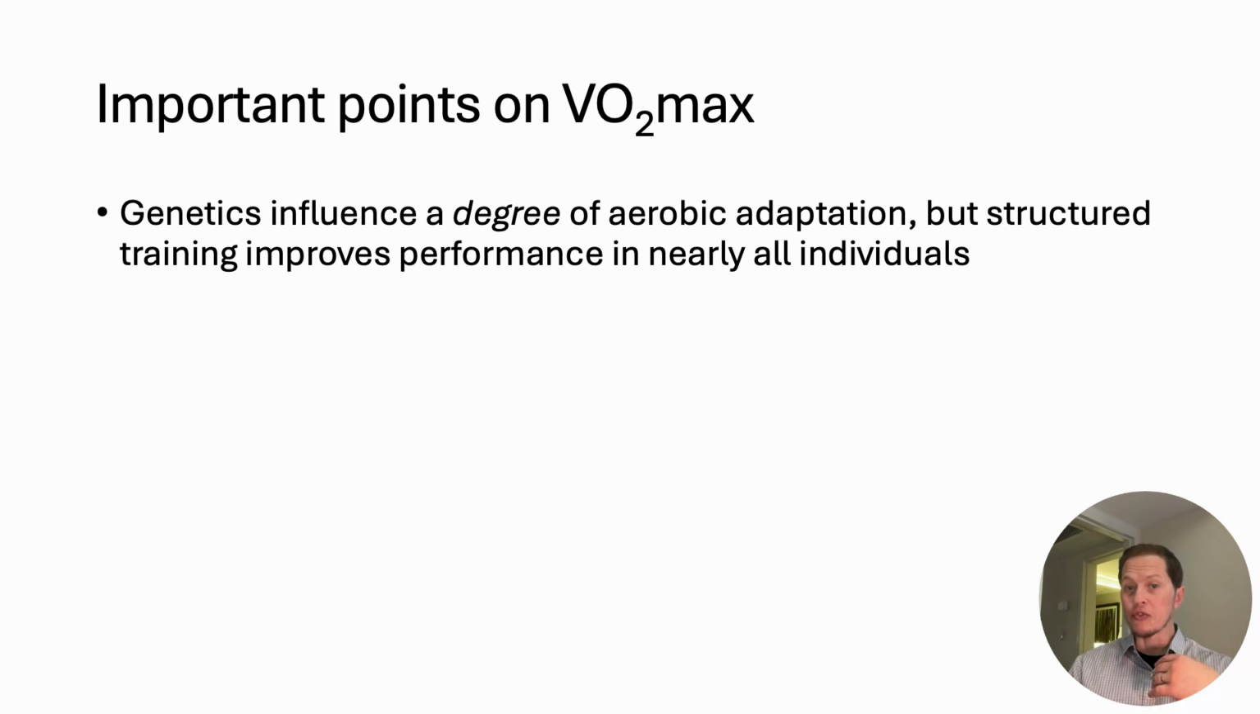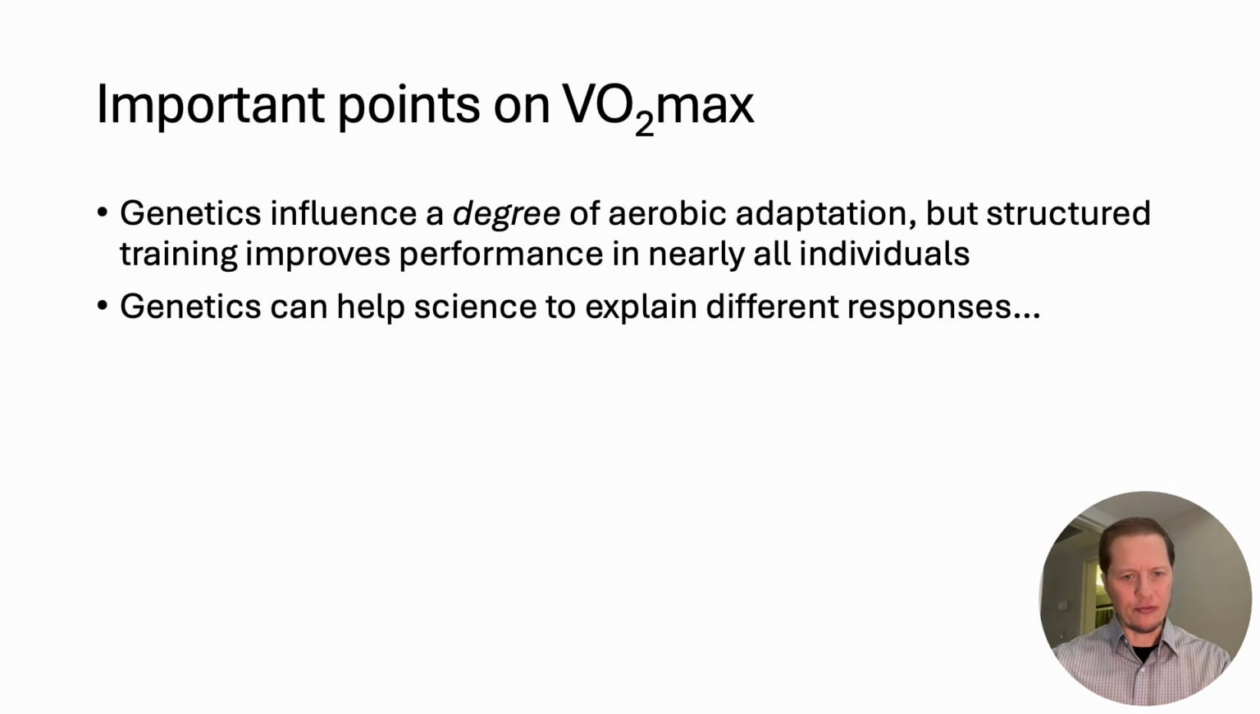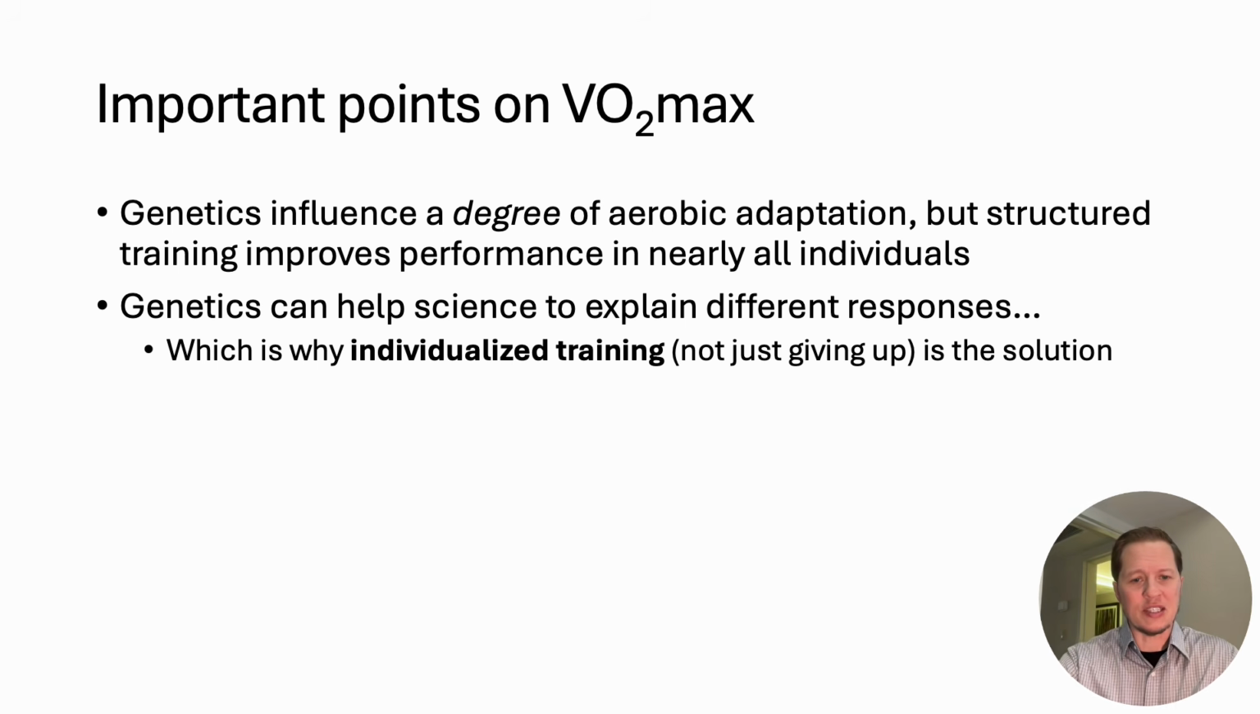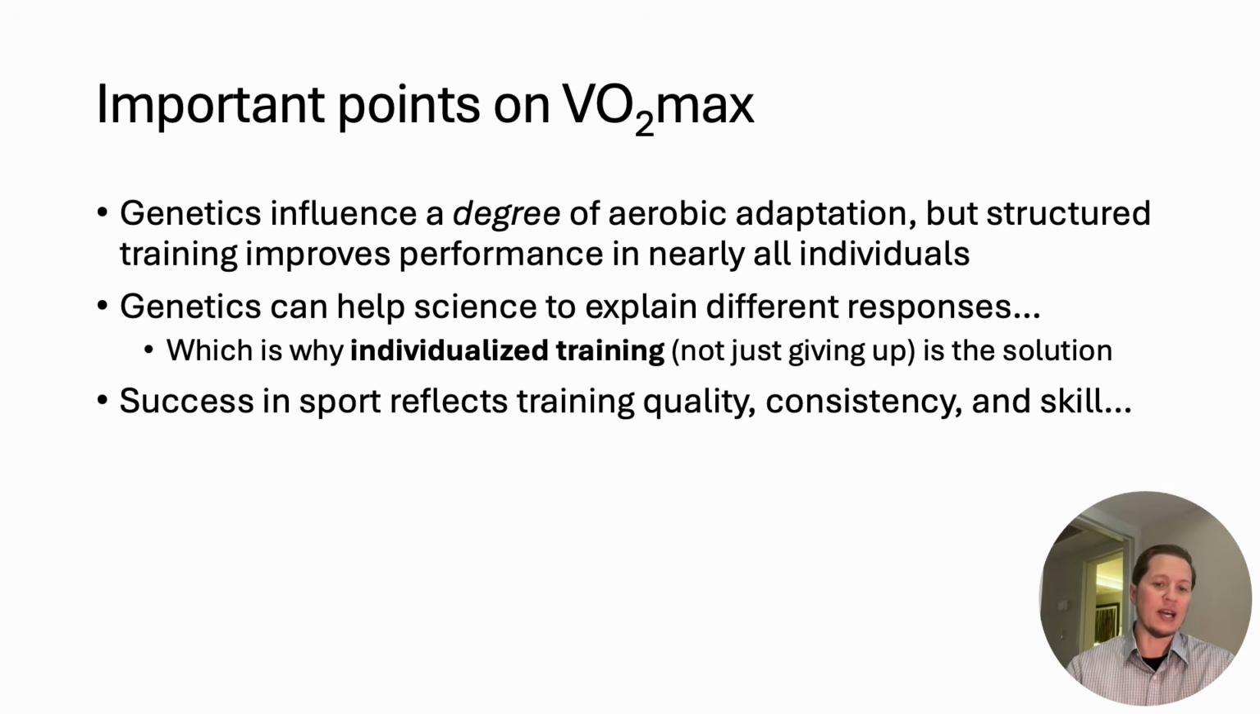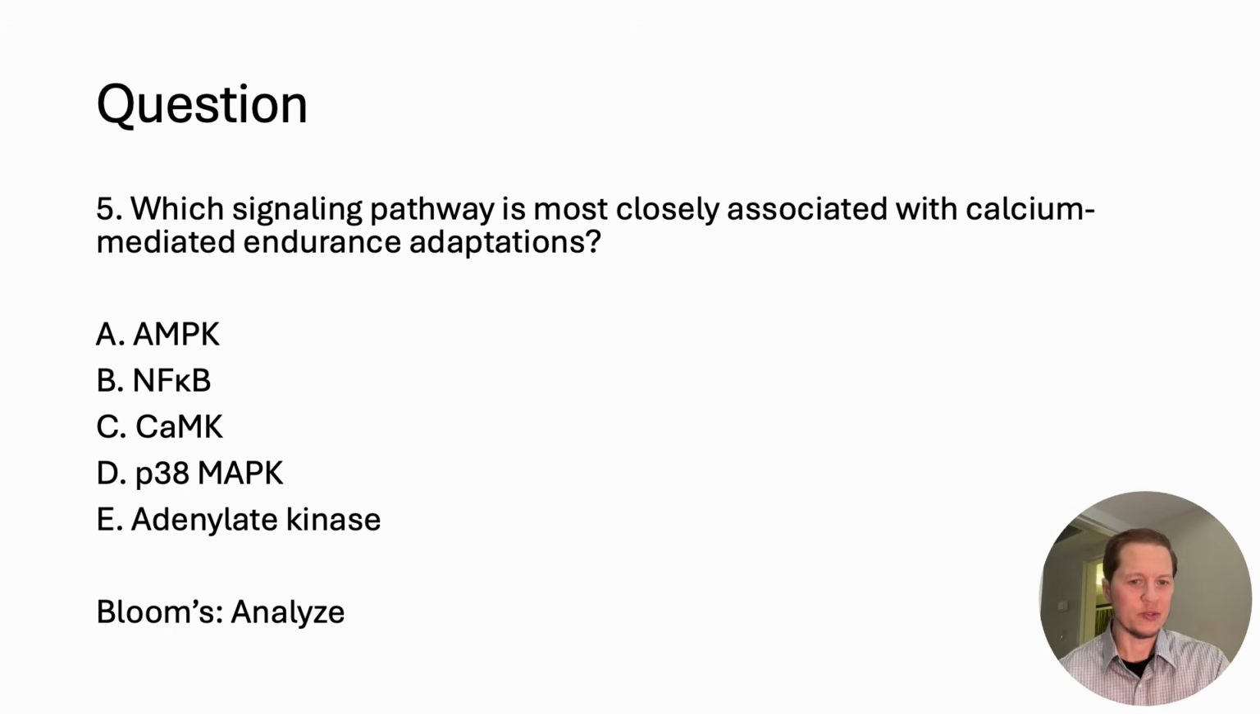So if I haven't driven home this point enough, genetics influence a degree of aerobic adaptation, but structured training improves performance in everybody. Genetics may help explain different responses in terms of the science of things, and that's all the more reason why individualized training is the solution, not just, whatever, I'm going to give up, I'm never going to win that race. Success in sport reflects your training quality, not genetics alone. So don't give up if you find out you do not have a high VO2 max. I don't have a very high VO2 max myself.